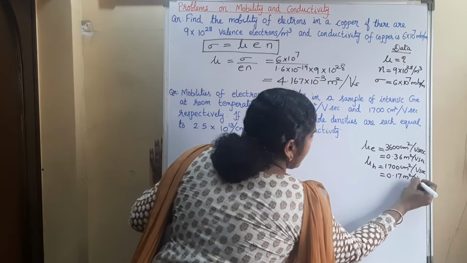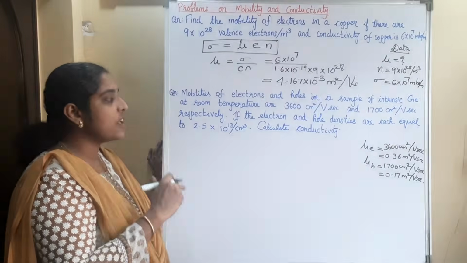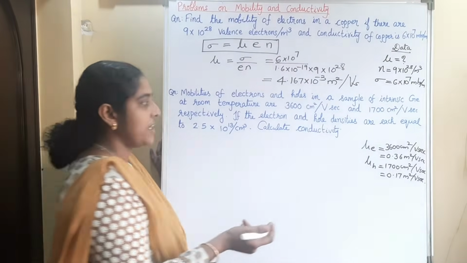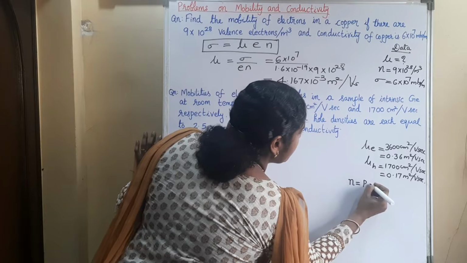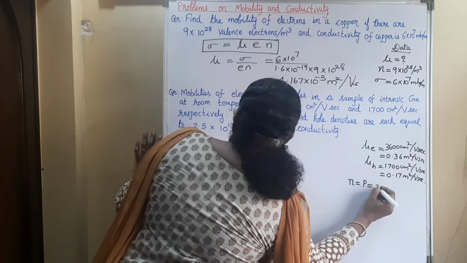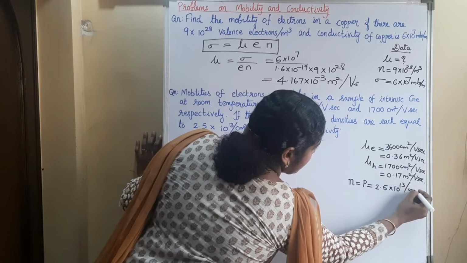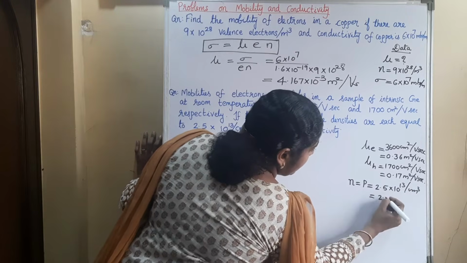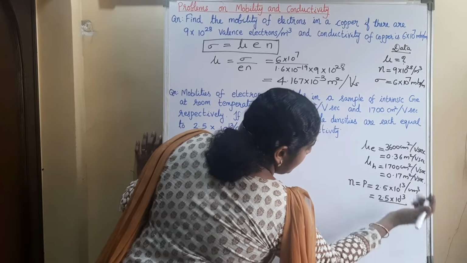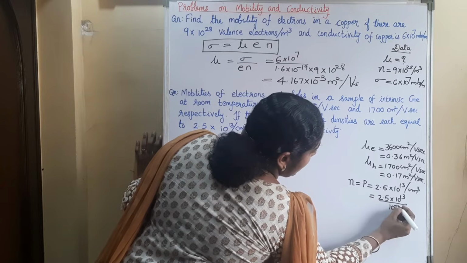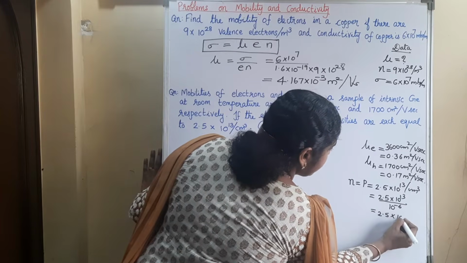Now the electron and hole densities are each equal to 2.5 into 10 raised to 13 per centimeter cube. That is, the electron concentration is equal to hole concentration, and that is equal to 2.5 into 10 raised to 13 per centimeter cube. We want it per meter cube. So 2.5 into 10 raised to 13 per centimeter cube, multiplied by 10 raised to 6, that is 2.5 into 10 raised to 19.